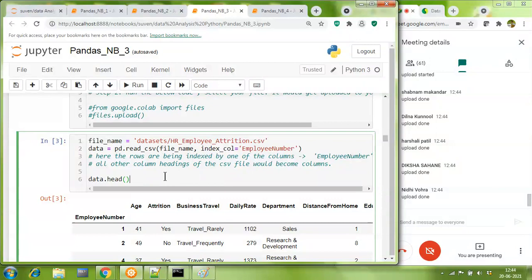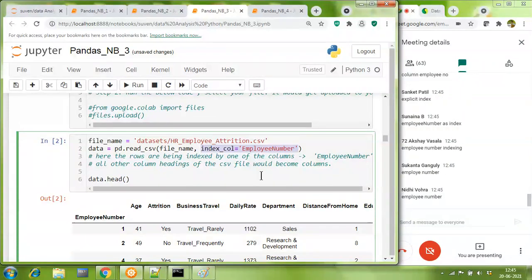So I'm doing a read CSV to read my file called HR employee attrition.csv. A quick question. In this CSV file which I've just now read, am I using default indexing or am I electing the column employee number as my index? Am I using default indexing like 0, 1, 2, 3, or am I electing employee number? Perfect. We are selecting the employee number to be our index.